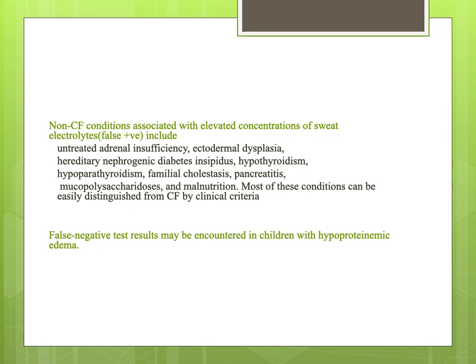Sweat chloride tests have false positive and false negative results. Examples of patients who have false positive results are those with untreated adrenal insufficiency, those who have ectodermal dysplasia or endocrine abnormalities like hereditary nephrogenic diabetes insipidus, hypothyroidism, hypoparathyroidism, and also patients who have metabolic disorders like mucopolysaccharidosis, while false negative tests are usually seen in patients who have hypoproteinemic edema.